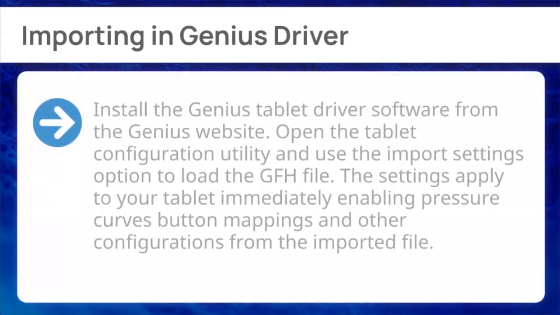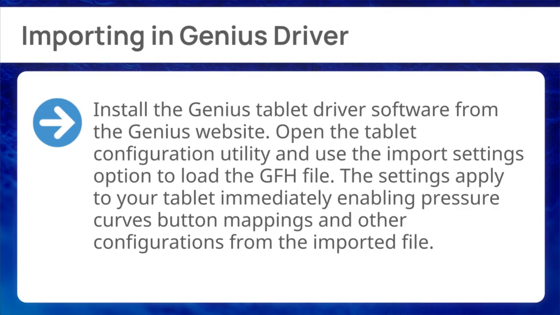First, importing in Genius driver. Install the Genius tablet driver software from the Genius website. Open the tablet configuration utility and use the import settings option to load the GFH file. The settings apply to your tablet immediately, enabling pressure curves, button mappings, and other configurations from the imported file.